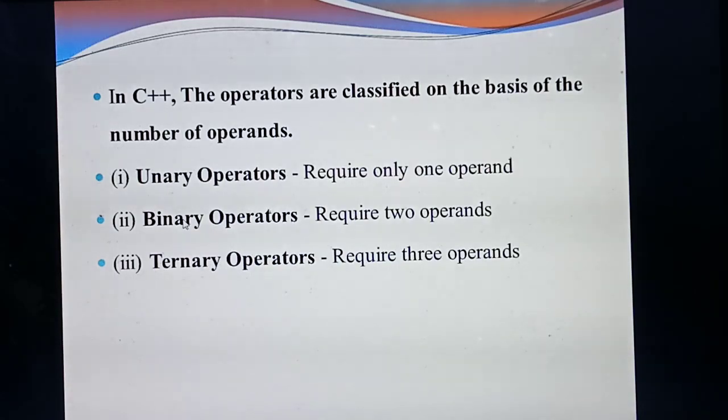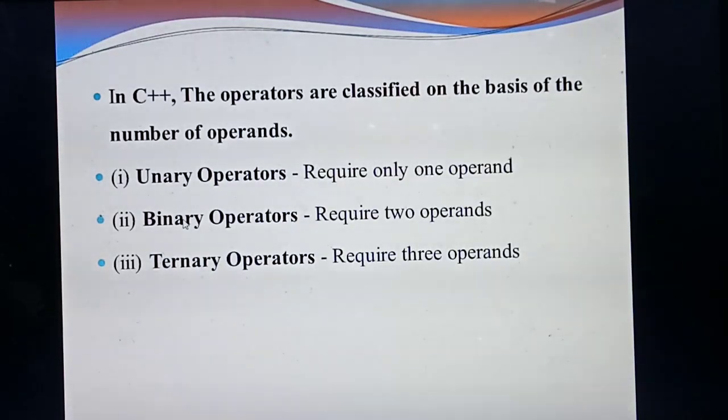So name itself having unary. Unary means one. Always the meaning of unary means one. So here unary operators always require only one operand. That means A or B or C, only one. But binary means it will require two operands. Binary means always what? Two. For example, A plus B.